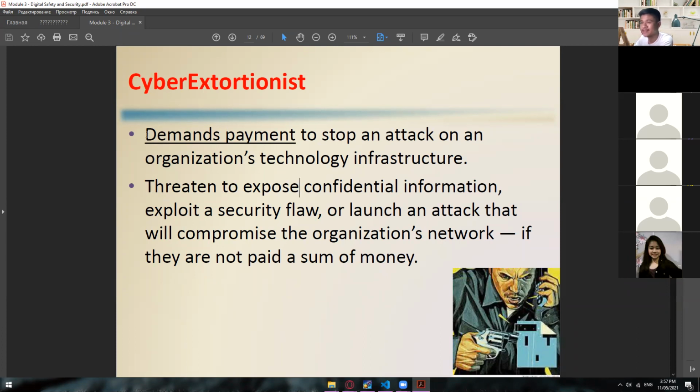If that cracker wants money and did nothing to your computer, then that's a cyber extortionist. But once he destroyed, let's say, your data in your computer, then that is not a cyber extortionist anymore. He is already a cracker. But if that person didn't do anything, he just locked your computer, and will unlock it once you give him the money he is asking for, then that is just a cyber extortionist.